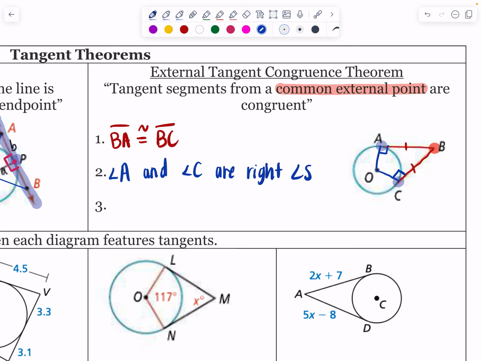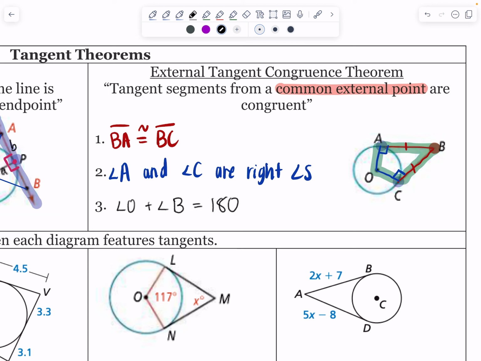Okay, so what else do we know? If you look at this, we know that this is going to be a kite. This is a quadrilateral. And so we know that there's 360 degrees in this full quadrilateral. So 360 minus 90 minus 90 is going to give me 180 degrees for angle O plus angle B, which means they are supplementary, they add up to 180. So we have an obtuse angle and an acute angle. Those should have a sum of 180.